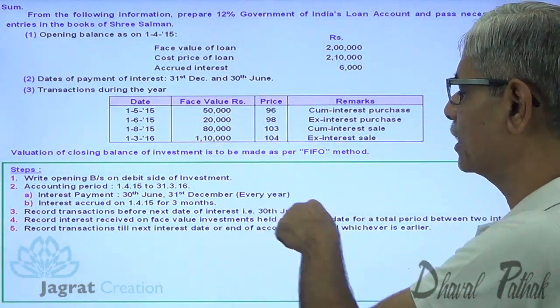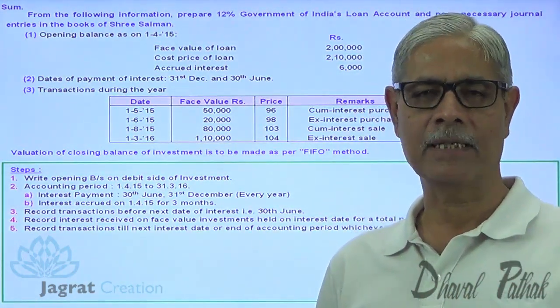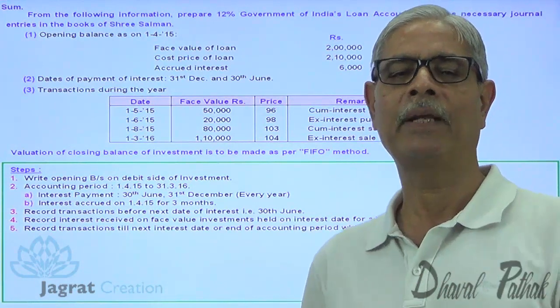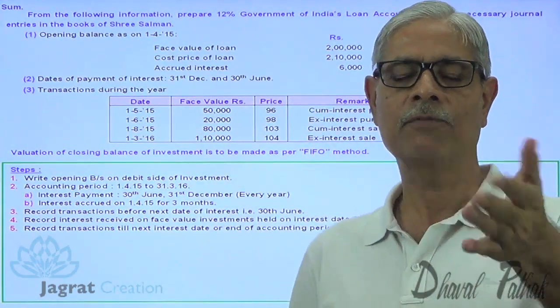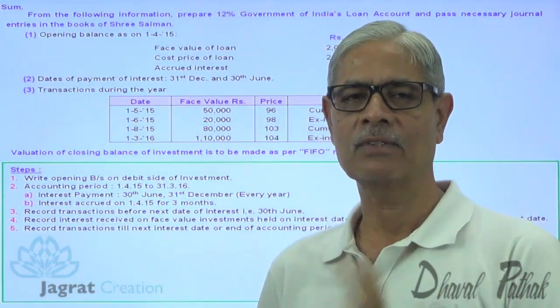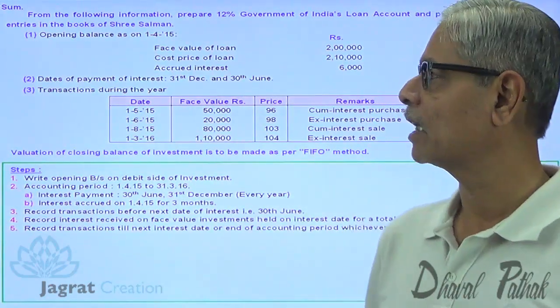Now, 30th June interest is already recorded. Next interest date is what? 31st of December 2015, and accounting period ends on 31st of March 2016. So which is prior? 31st of December 2015 is a prior date. So record the transaction till 31st of December 2015.